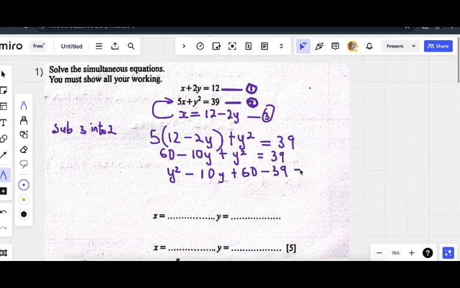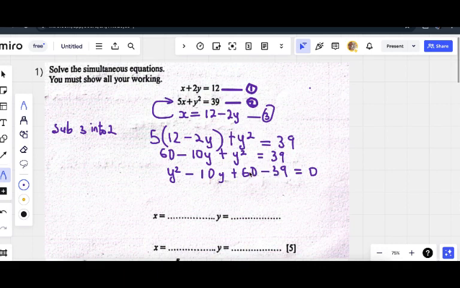Everything will be equal to 0. Okay, equal to 0, because you brought 39 that was on the left, on the right side, you brought it to the left. So there's nothing left on the right side, so it's 0 on the right. Why do we do that? Because we want to make it a quadratic equation.